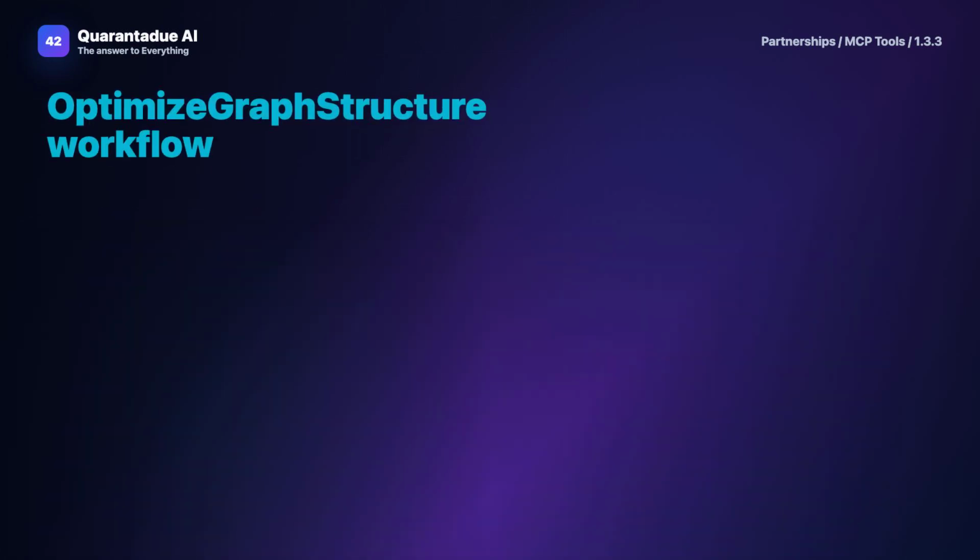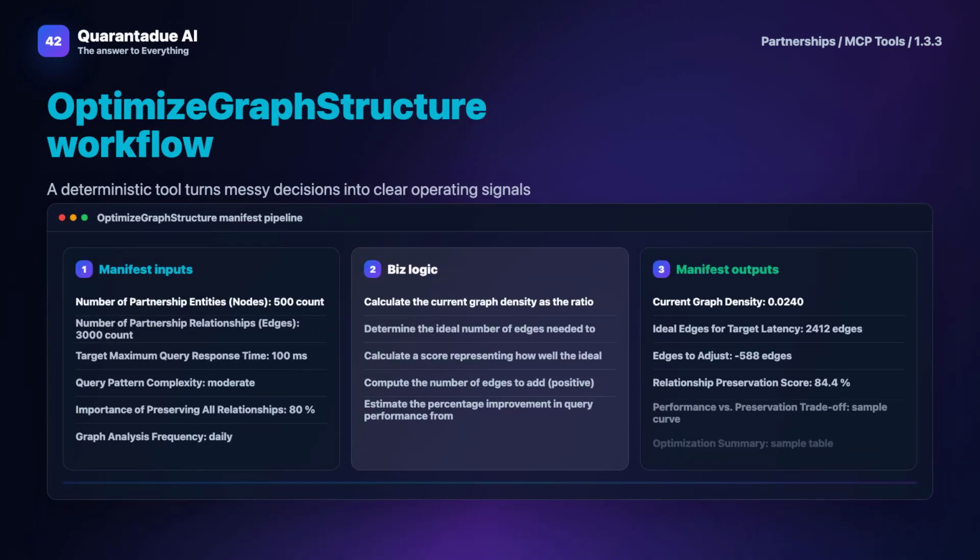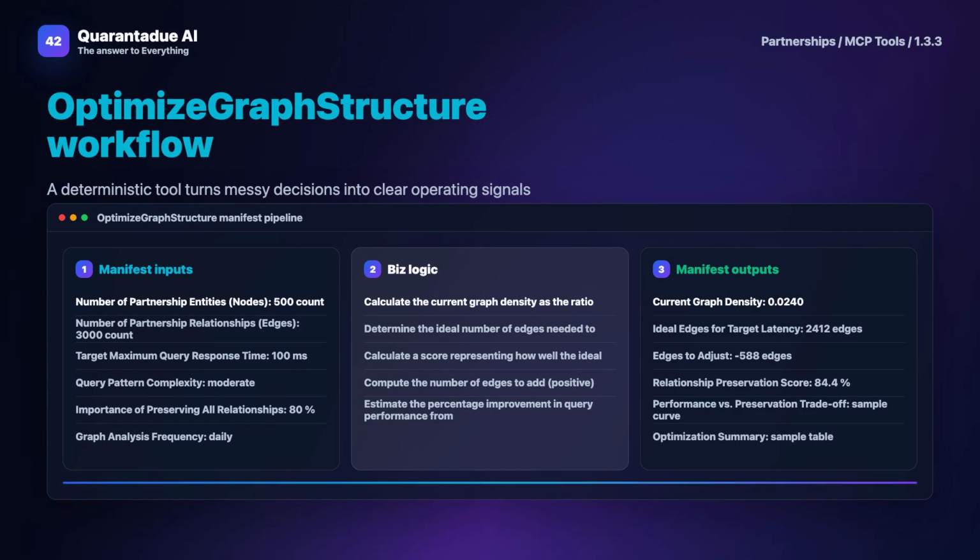Now, let's get into what the software actually does. OptimizeGraphStructure starts by securely ingesting your partnership graph data from any source: CRMs, spreadsheets, APIs. It establishes a detailed baseline: current query latency, relationship coverage scores, and data integrity metrics. Then, its core algorithms go to work. They simulate multiple optimization strategies, calculating the exact trade-off curve between speed and richness for your specific graph. You see the numbers. If we adjust this cluster of nodes, query time drops by this much, and relationship preservation changes by that much. Every potential change is modeled before anything is touched.